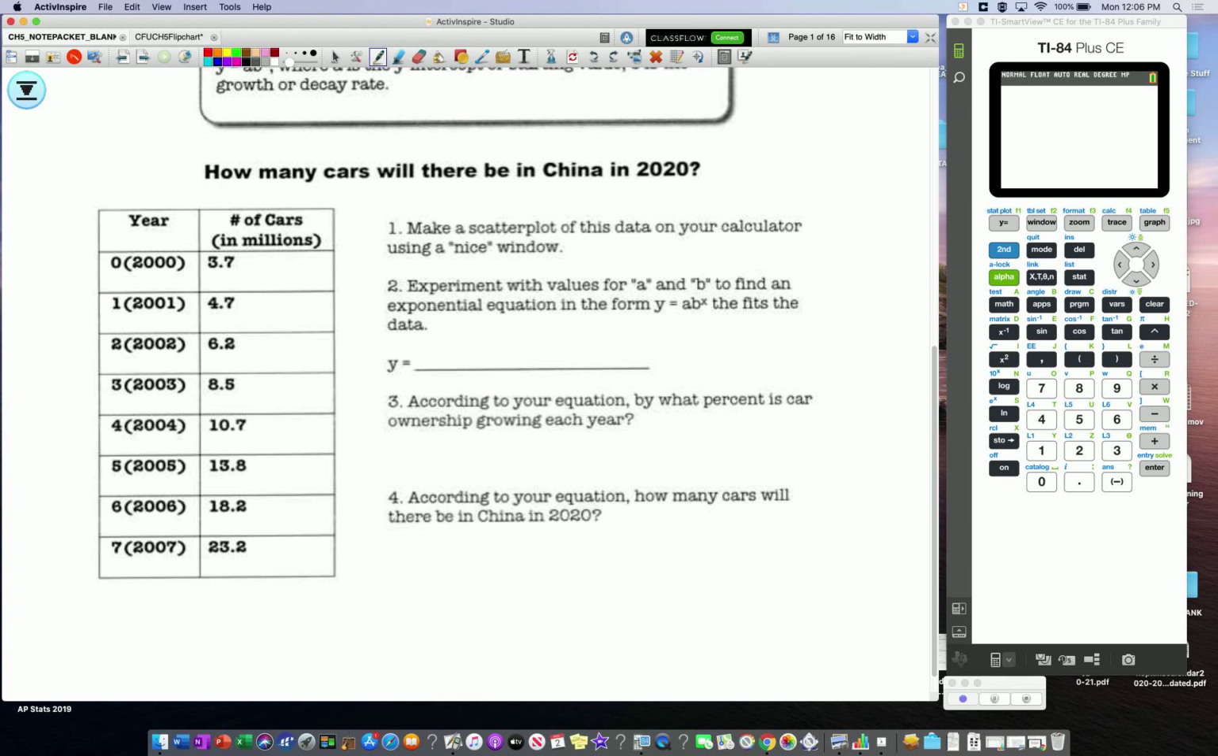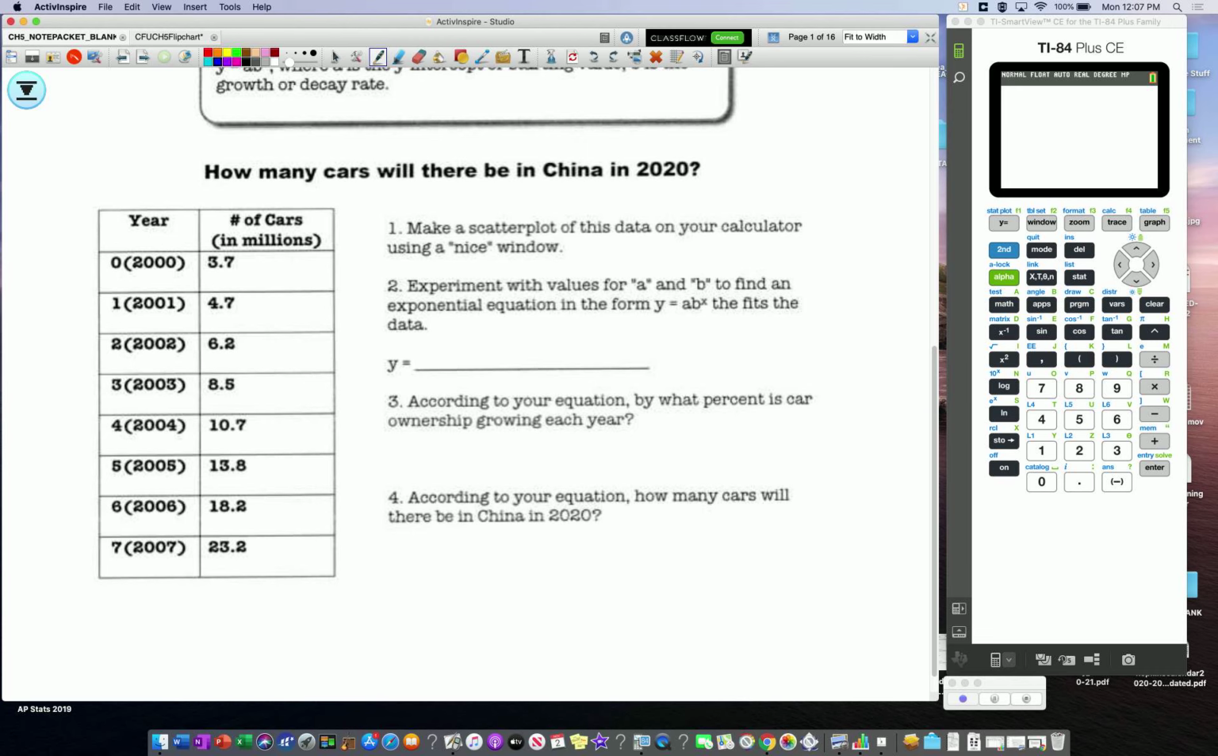Okay, so this is a great question. It goes back a little bit in time, but still nonetheless a cool question to do. It says, how many cars will there be in China in the year 2020? Wow, it's this year. What a great question. So here we have some data collected on the left. You can see the year 2000 to 2007 and the number of cars in millions.